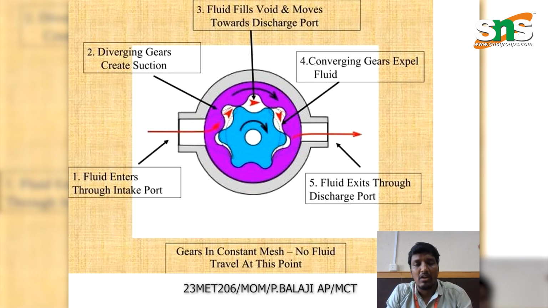We have two gears in the same structure, not like the internal gear pump. In the internal gear pump, one gear is inside the other, but here the two gears are placed in parallel, each supported at one end. Here the fluid enters through the intake port and gets suction force, and then by rotational force the fluid goes to the discharge port. These are some important points about the external gear pump.